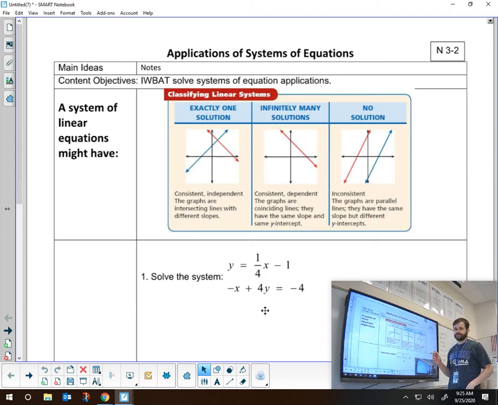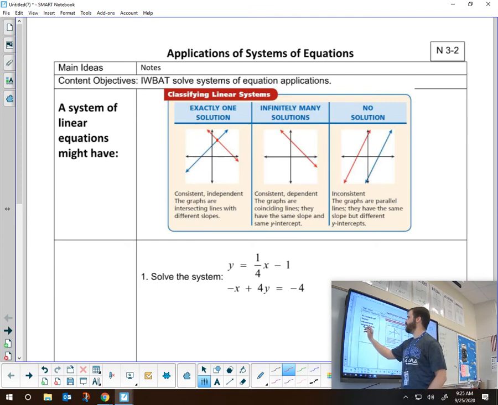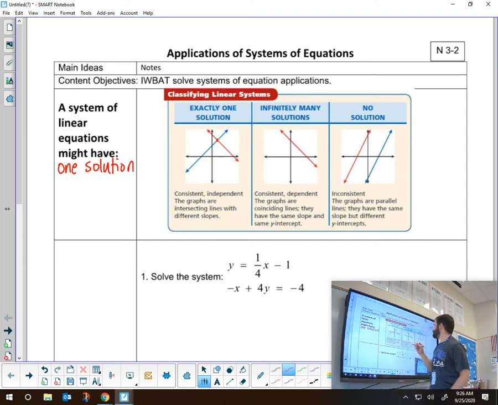So first and foremost, yesterday we found that a solution to a linear system of equations is a point at which those lines intersect. And so whenever we have two lines intersect, which is most of them, that is when we have exactly one solution. So a system of linear equations might have one solution. It might also have infinitely many solutions.